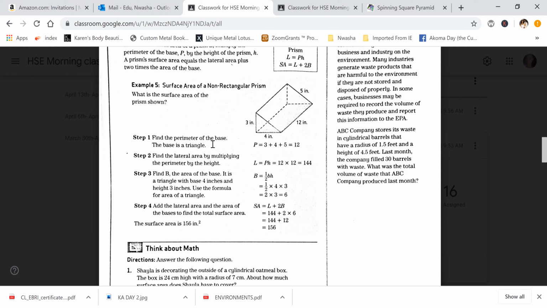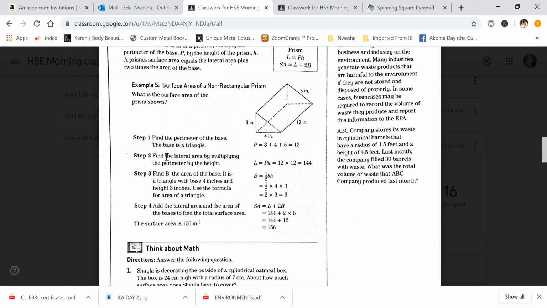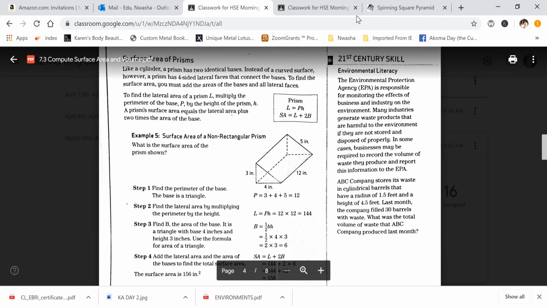It's a lot going on in this formula. That's just step number 1. Step number 2 is find the lateral area by multiplying the perimeter times the height. So now this is where this little box is up here. That's telling you the lateral area and then the surface area.